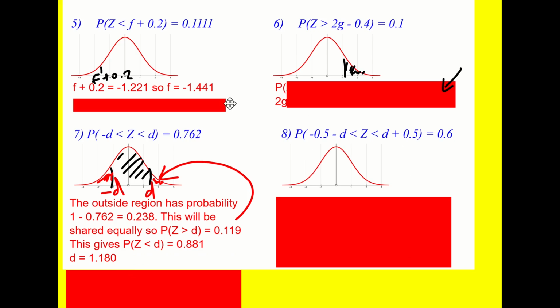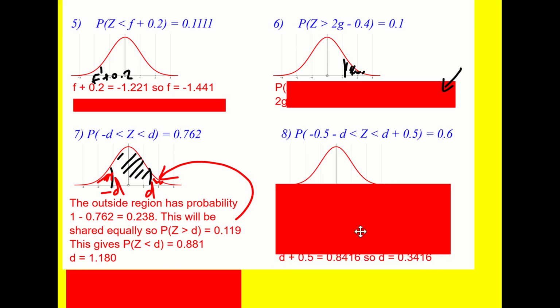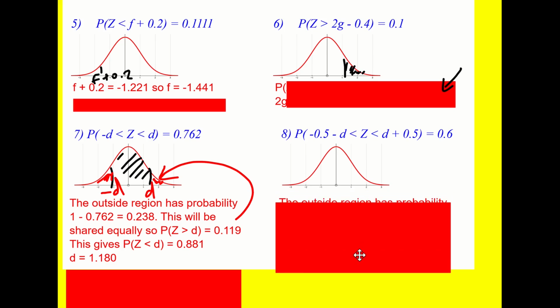Your final one to try is this one, number 8. Okay, here's the answer, if you just want to check it: 0.3416. I'm going to talk through this one. So this time I've got this area of 0.6. It's going to be a bit less than 1.1, I can see. So let's put it here and here. Okay, I'm not going to label it. It's quite a long label, so I'm not going to do that.